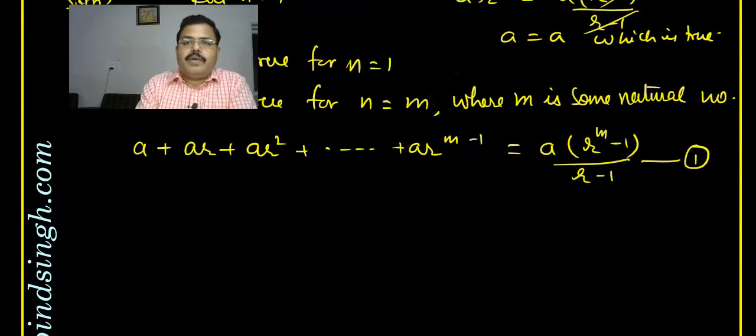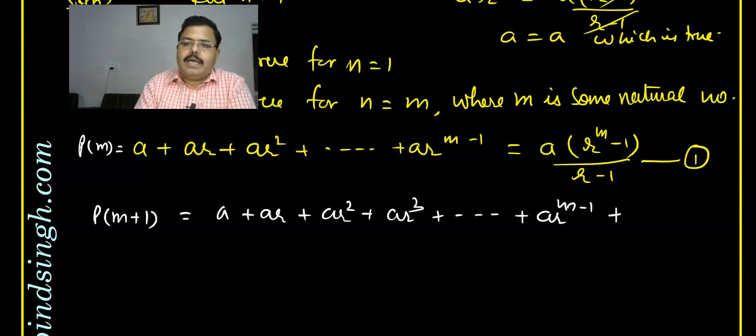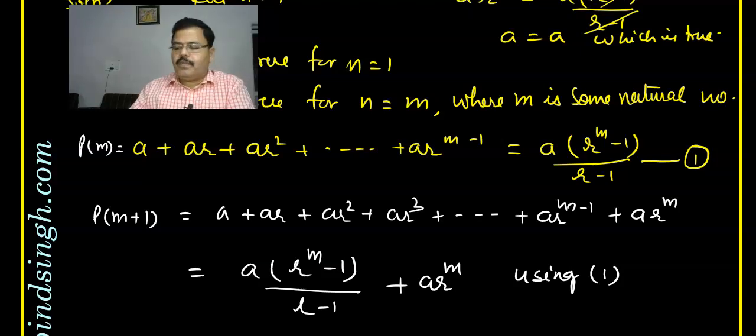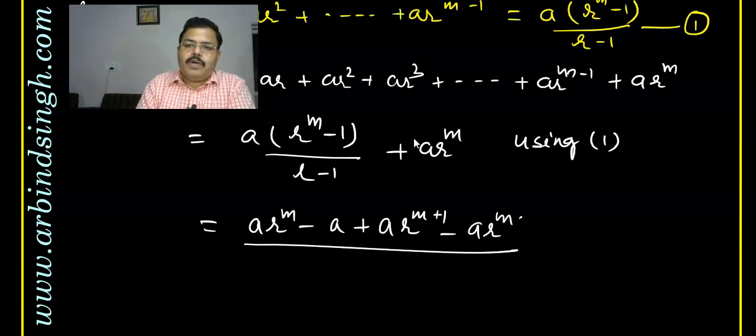Now, we have to show it is true for n is equal to m plus 1. This is considered like Pm. Now, Pm plus 1 would be a plus ar plus ar square plus ar cube up to ar to the power m minus 1, and next term must be ar to the power m. So, using the first, I can write here a times r to the power m minus 1 upon r minus 1 plus ar to the power m. In place of all this, we have written this result. Now, again, we can write it like ar to the power m minus a plus ar to the power m plus 1, if I multiply, minus ar to the power m, whole divided by r minus 1.